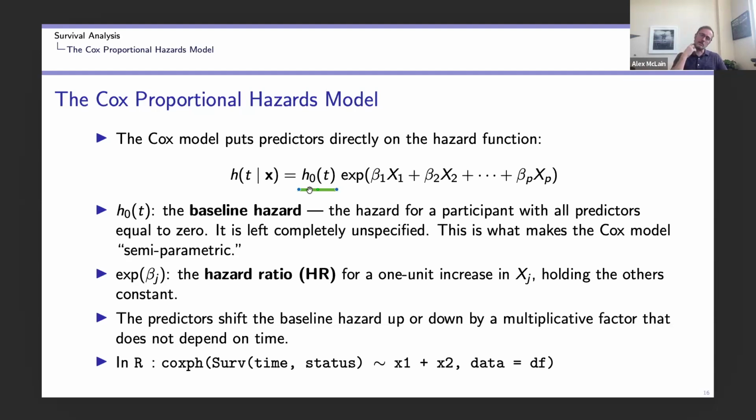The coefficients that we get out, these betas, are going to estimate the hazard ratio for a 1 unit increase in xj, holding all the other variables that we have in our model constant. The predictors shift the baseline hazard, or the hazard function, up and down by a multiplicative factor. So we're always looking at the ratio of the hazard functions. So what we'll get back is something like, all right, the hazard ratio is 1.3, something like that.